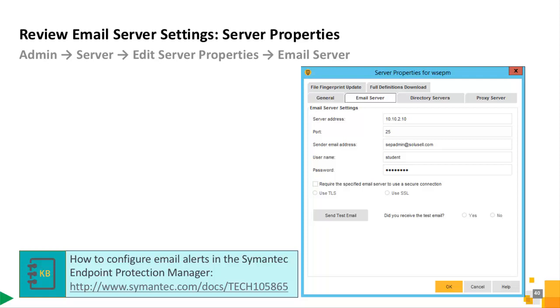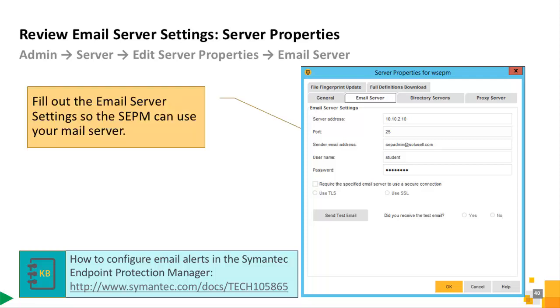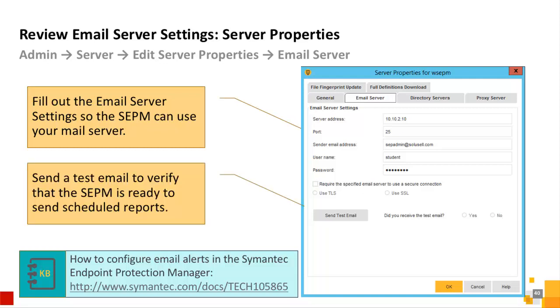Before browsing to email, verify that the server properties contains information for the email server. This includes the server address, port number, and user credentials for an account on the mail server. After filling out the email server settings, send a test email to verify that the SEPM is ready to send scheduled reports. For more information on this topic, see the KB listed on the slide.